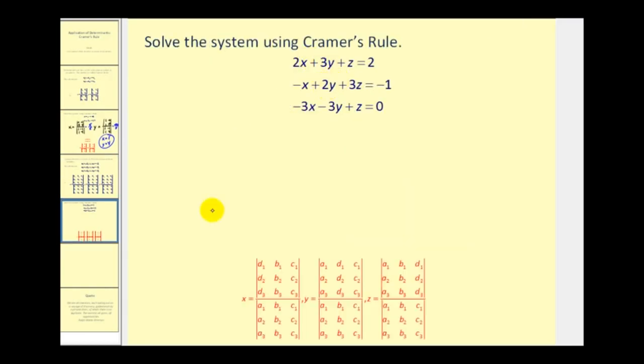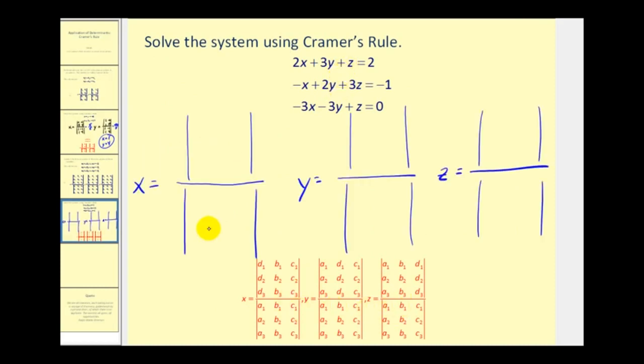So we'll have x, y, and z. Each will be a quotient of determinants. So each of the determinants in the denominator will come from the coefficients of these three equations. So the first row will be 2, 3, 1, negative 1, 2, 3, and negative 3, negative 3, 1. Remember, each of these denominators will be the same.